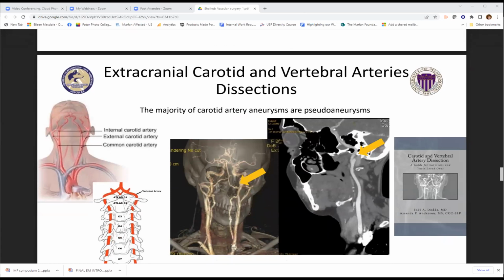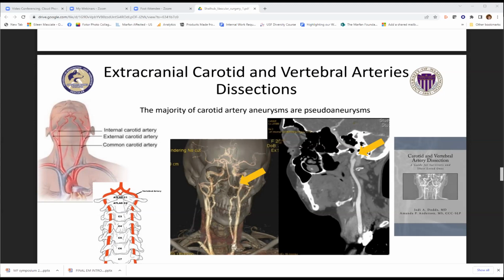This is now the extracranial. So this is the carotid artery and vertebral arteries in the neck. In the majority of circumstances, we manage them non-operatively. On occasions, we do have to put a stent in, for example, to manage it. And in extreme circumstances, we've heard of cases where people have used embolization material.